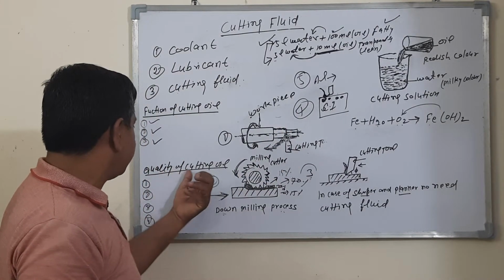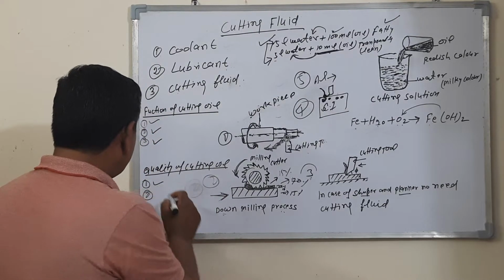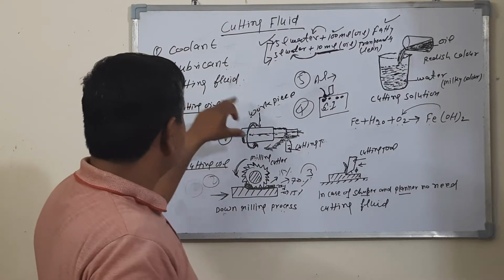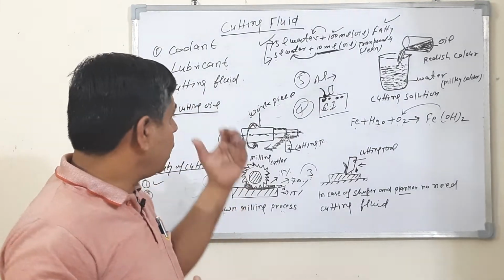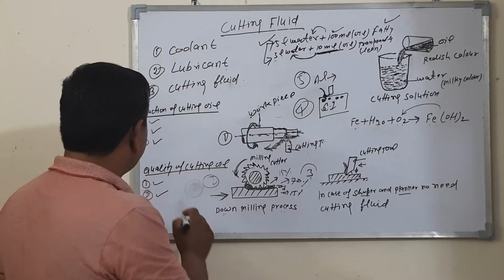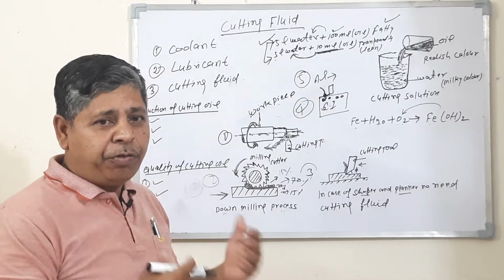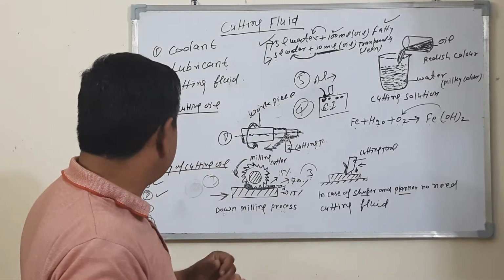What should be the qualities of cutting fluids? Number one, the cutting fluid should be non-poisonous. Number two, the cutting fluid should have an anti-welding property.